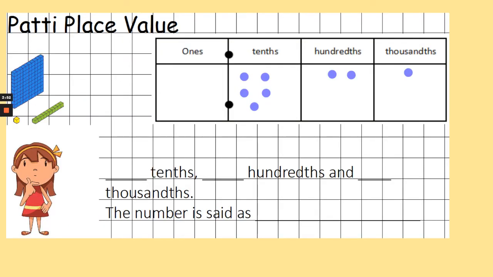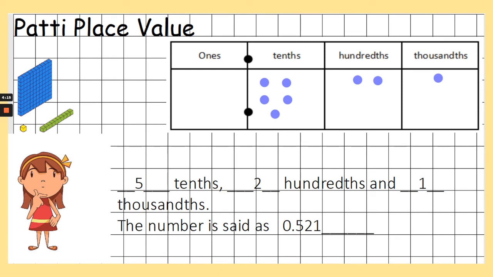Now, Patty place value has asked us to look at this place value chart and work out the tenths, hundredths and thousandths and fill out the sentence. Pause the video now to write your answer. So if we look in the tenths column, there is 1, 2, 3, 4, 5 tenths. There are 2 hundredths, 1, 2 and 1 thousandth. The number is said as 0.521. As you can see, 5 tenths, 2 hundredths and 1 thousandth. It is 0 point, as we can see there is nothing in the ones column and the black dot is the decimal, so therefore it starts 0 point.